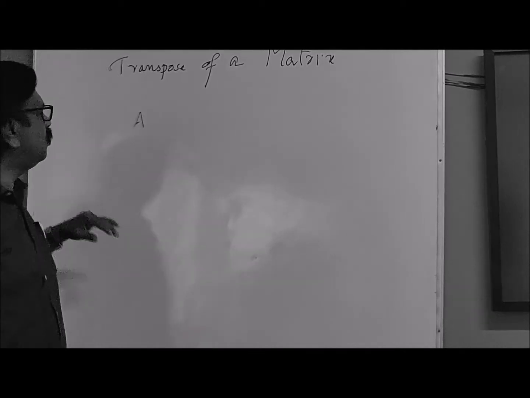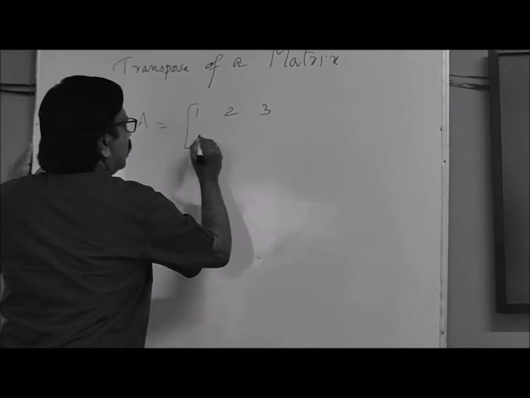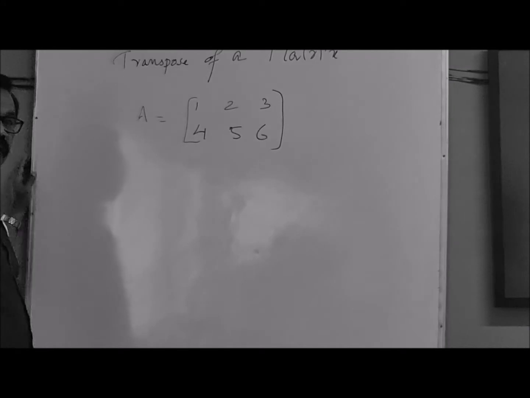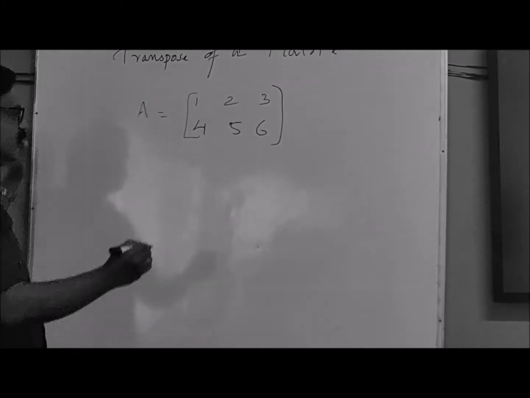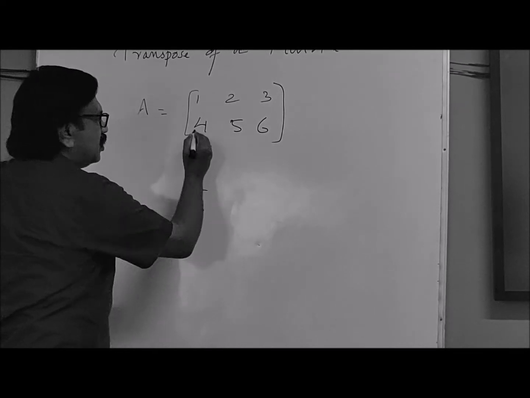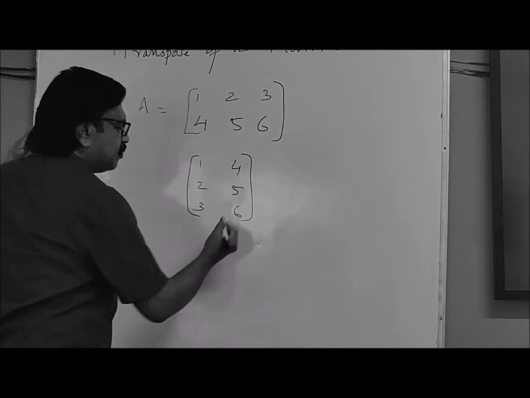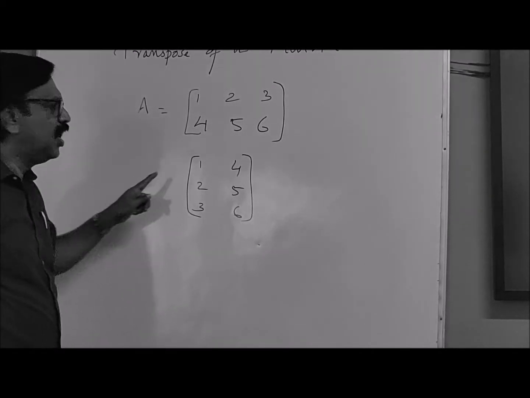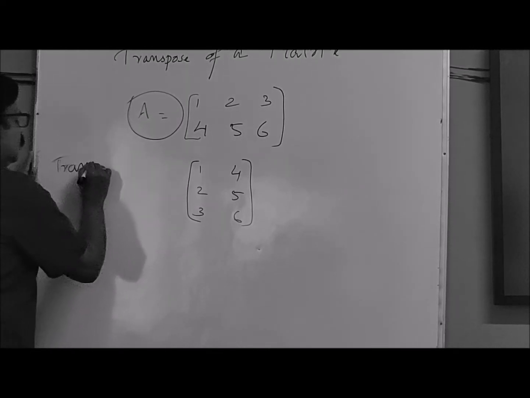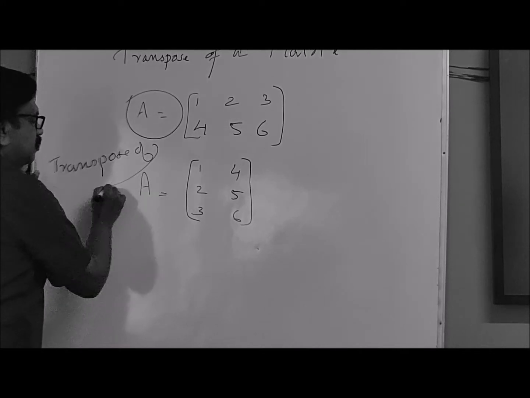You see here, suppose A is the matrix 1, 2, 3, 4, 5, 6. Now, if we interchange, the rows will become columns. First row, 1, 2, 3. The second row will become the second column. This is a new matrix. This new matrix is the transpose of the given matrix, the transpose of A.